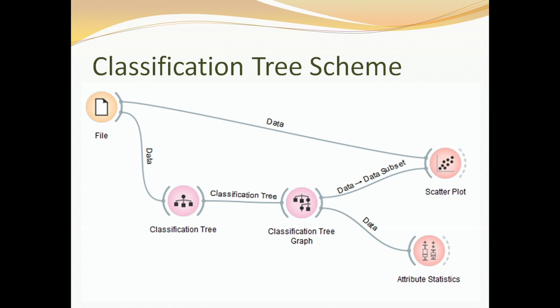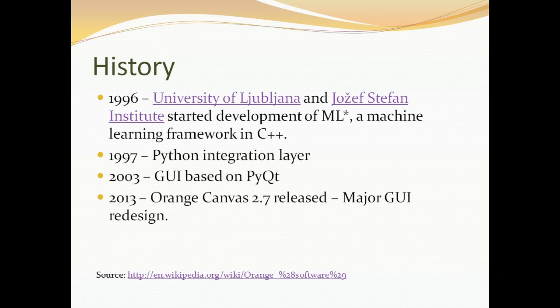This is an example of a complete program in Orange. On the left, you see the file. There's data going into the classification tree and a scatter plot. The classification tree graph will show you the results of running the classification tree algorithm. And finally, we have an attribute statistics link.